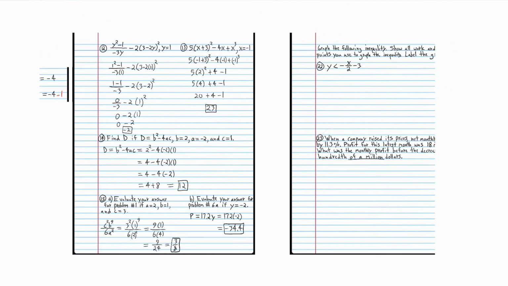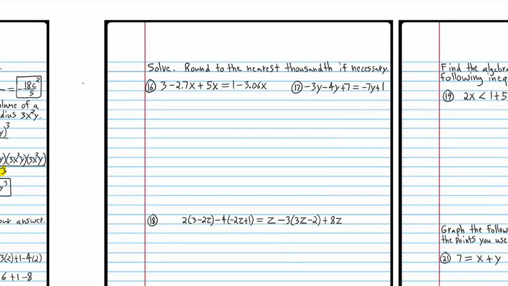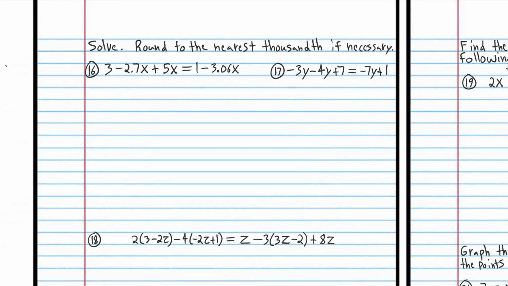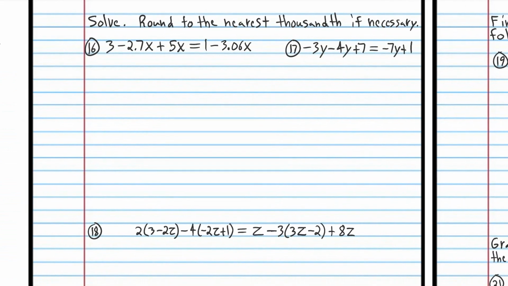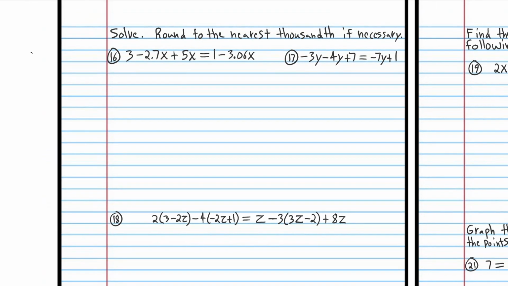All right. So on to number 16. Solve, round to the nearest thousandth if necessary. So now we have decimals. So I'm going to simplify first by combining those x's. Negative 2.7x plus 5x is going to be 2.3x. Again, you can use a calculator for that if you want.